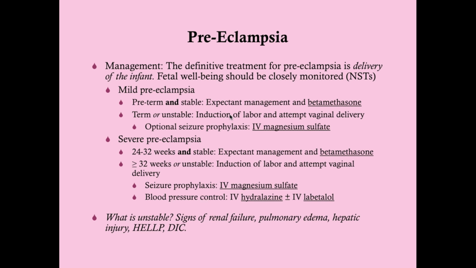So you want to give her betamethasone and induce her if she's unstable. Okay, and by unstable, I mean any signs of renal failure, pulmonary edema, hepatic injury, HELLP, or DIC. You want to get that baby out of her. You may give her seizure prophylaxis with mild preeclampsia, and if you do, you give magnesium sulfate. Now, on the other hand, if she's stable and she's preterm, you do expectant management. You're going to give her betamethasone because if for some reason she becomes unstable, you want those fetal lungs matured.